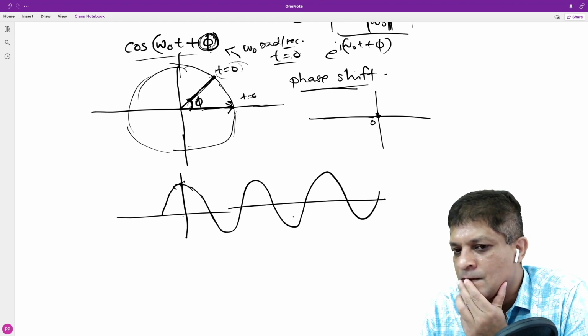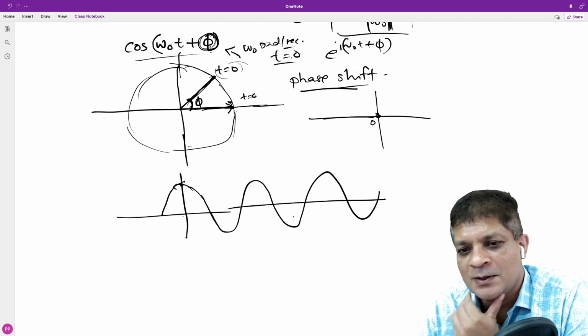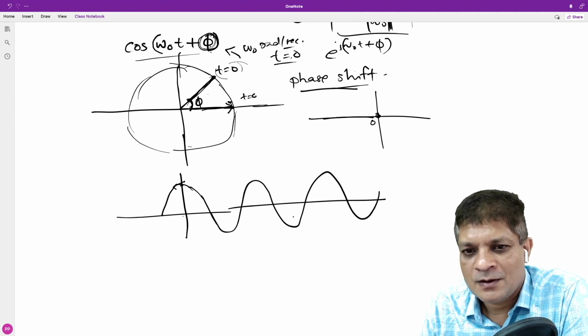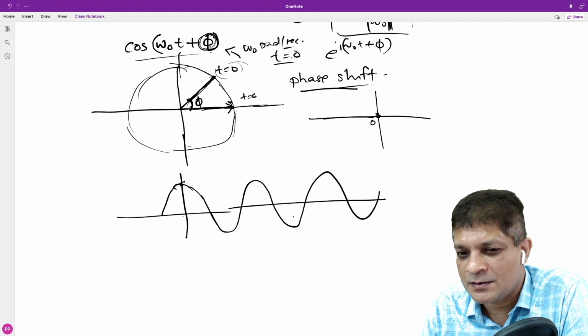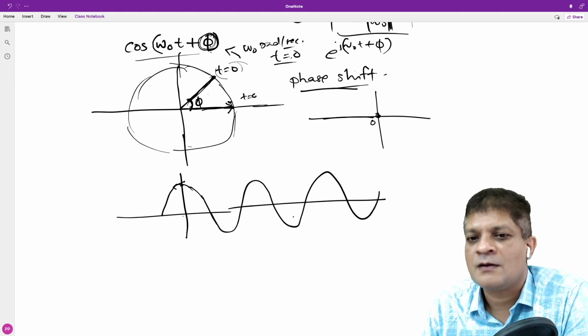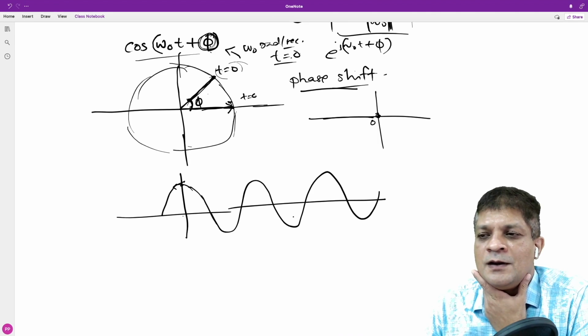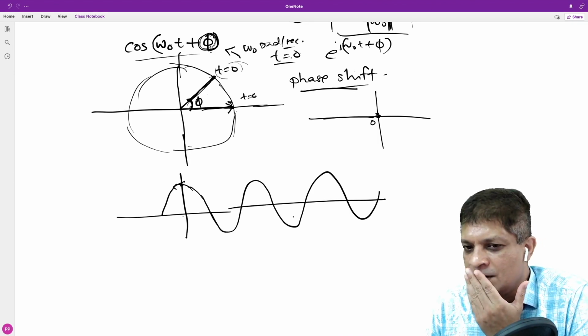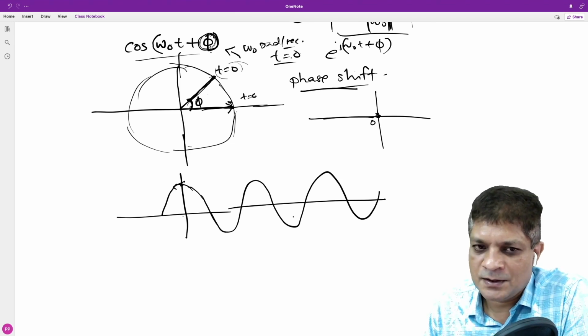Shift toward right or left. Right or left, depending on what? Depending on phi, the sign of phi. If it is positive, shifting left or right? Left. If it is positive, shifting left, isn't it? It is time advance, isn't it?